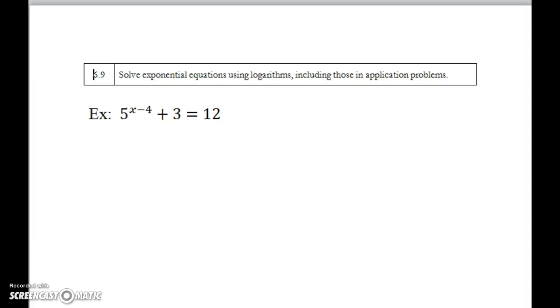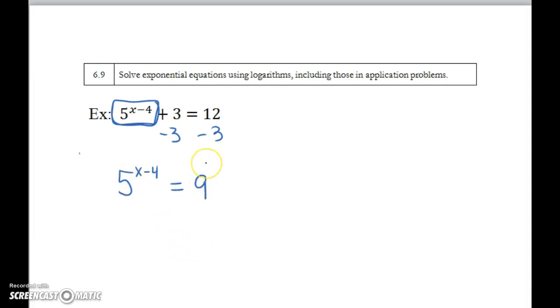Alright, so we have our first exponential equation here. Our job is to solve for x, and we want to isolate the part that has the exponent on it. So we're going to isolate the 5 to the x minus 4 power first, and we can do that by subtracting 3 from each side of our equation. We have 5 to the x minus 4 equals 9.